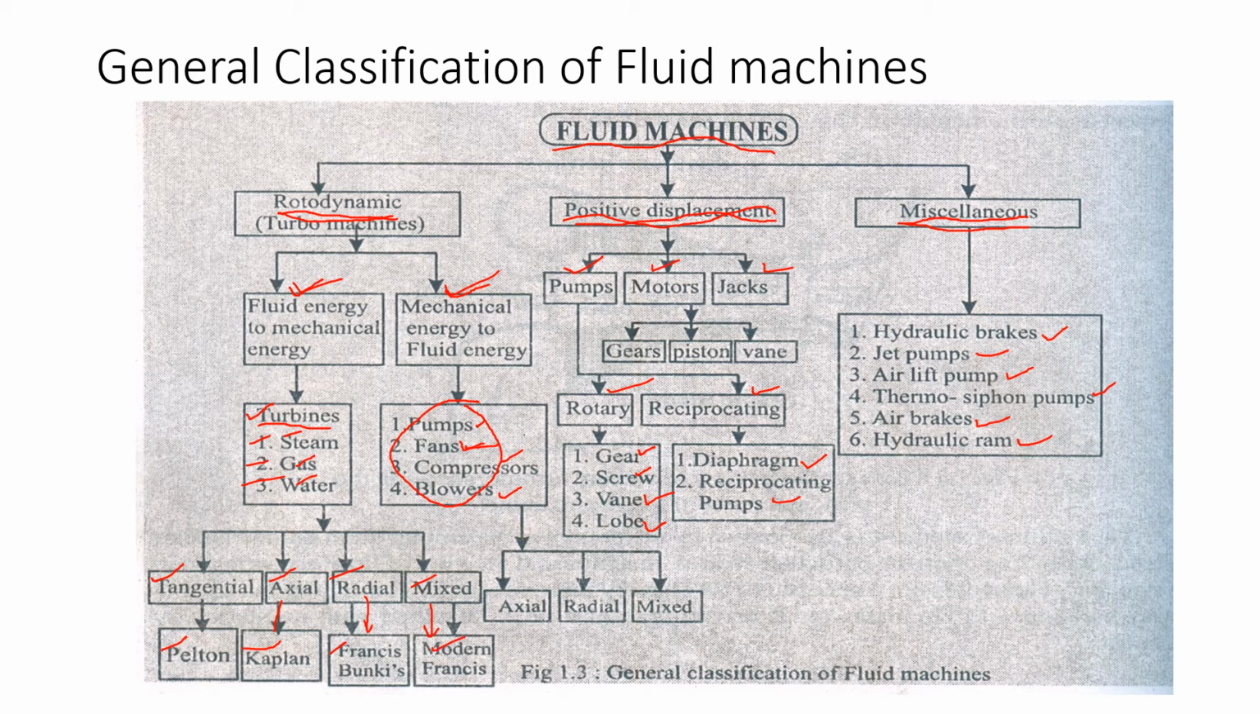And even these power absorbing turbo machines can be classified into axial type, radial type, and mixed type. So this is the overall classification of the turbo machines.